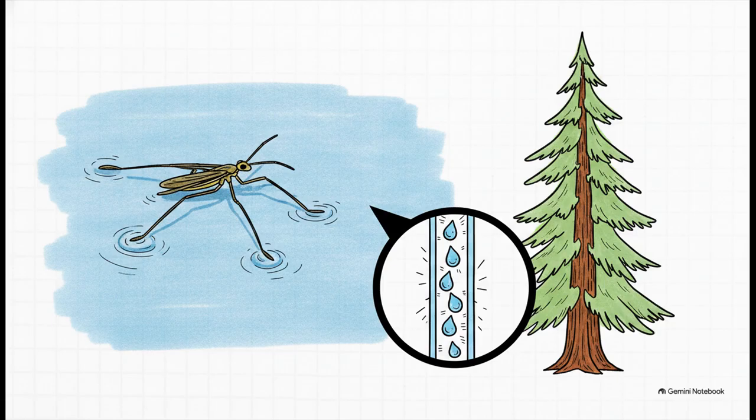When cohesion and adhesion team up, they allow towering California redwood trees to pull water all the way from their roots 300 feet straight up into the air just to reach their highest leaves. It's a total mechanical marvel, and it's driven entirely by chemical bonds.